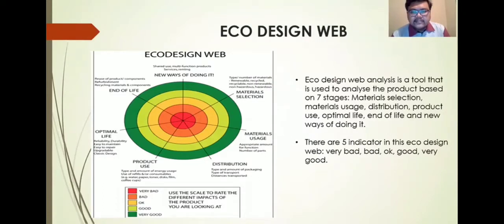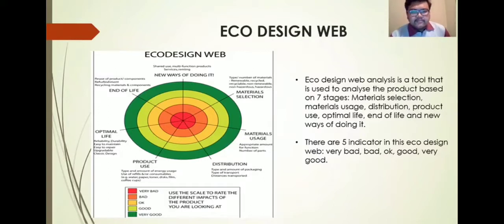We have 7 stages: material selection, material usage, distribution, product use, optimal life, end of life, and new ways of doing it. For the material selection, we come out with a number of materials, whether they are renewable, recyclable, non-renewable, non-hazardous, or hazardous. And then the material usage is the appropriate amount for the function and number of parts. And for the distribution stage, we describe the type and amount of packaging, the type of transport, and the distance transported.